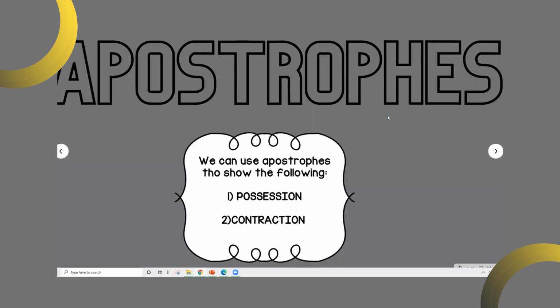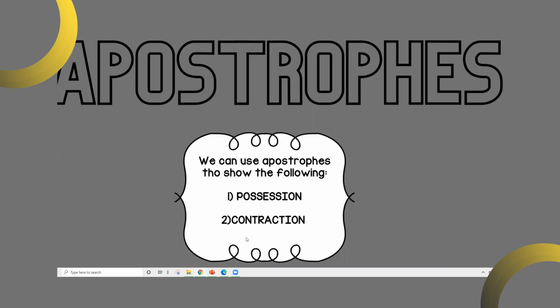Hi guys, so today we're looking at apostrophes. Apostrophes are punctuation marks used for two reasons. The first one is for possession and the second one is for contraction. Now some of you are probably thinking, what do these words mean?